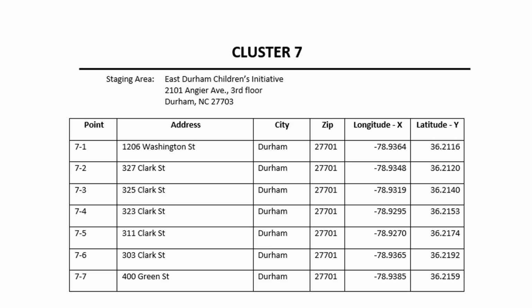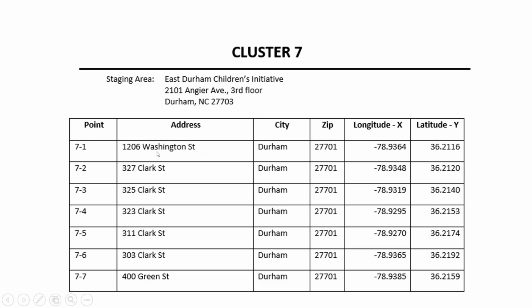Okay, now this might seem a little bit like overkill to some people, but people had a lot of trouble finding and understanding how to navigate the point list last time, because it's not as simple as just going to 1206 Washington Street, for example, and then 327 Clark Street. So I'm going to walk you through, if this was your team, exactly how you would do this and what houses you would go to. So let's pretend you're cluster 7. You are going to start off at 1206 Washington Street, although you don't have to. Technically, you could start at any of these houses, but for simplicity's sake, we're going to start at the top.